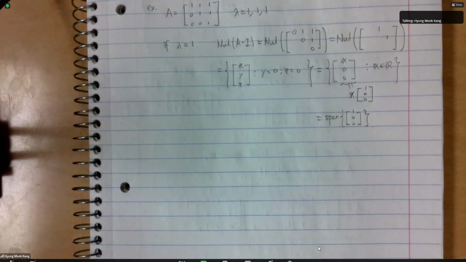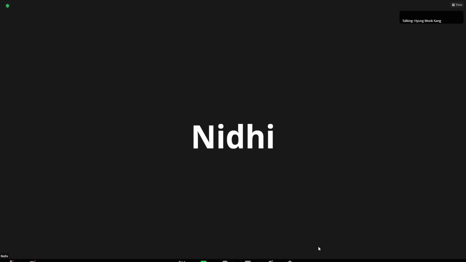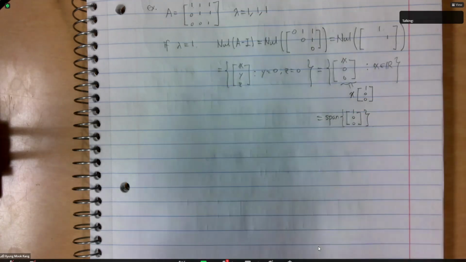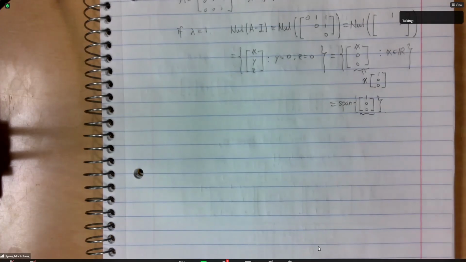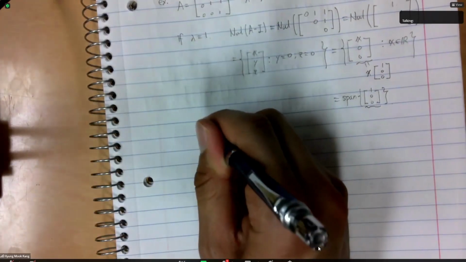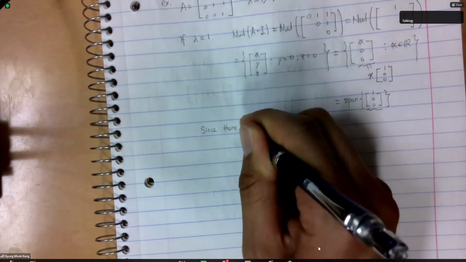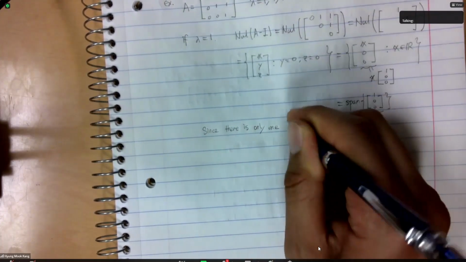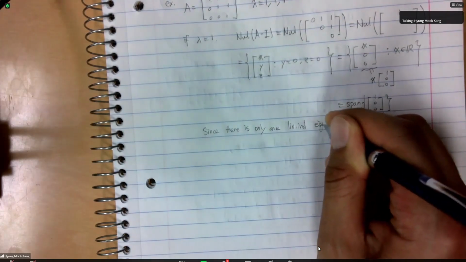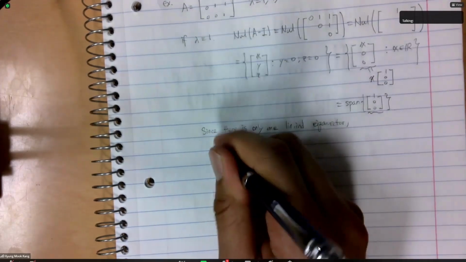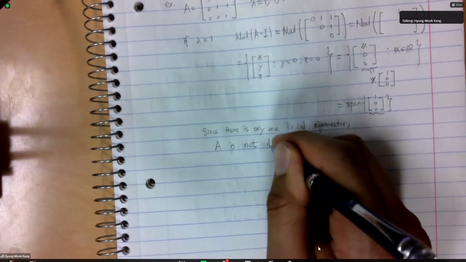Very important: is this matrix diagonalizable or not diagonalizable? It's not diagonalizable. Why is it not diagonalizable? Because there's only one linearly independent vector to be used for P. That's right, excellent. You only have one linearly independent eigenvector, so A is not diagonalizable.